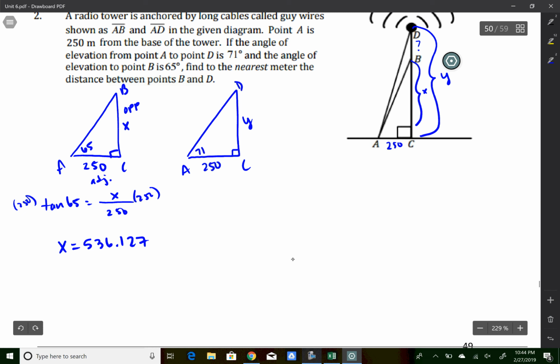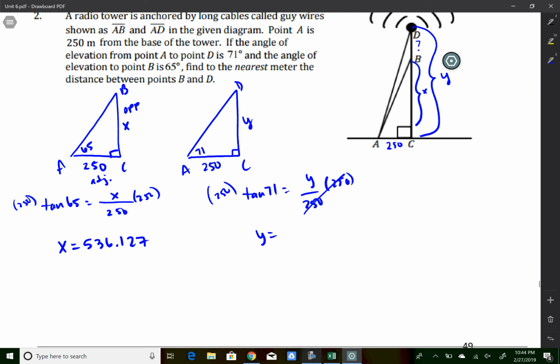And then if I do the same thing for Y, I can say the tangent of 71 is equal to Y over 250. Multiply both sides by 250. And we get Y is equal to whatever that comes out to be. It should be a longer distance. So 726.053. Now you might be saying, why are you rounding there?